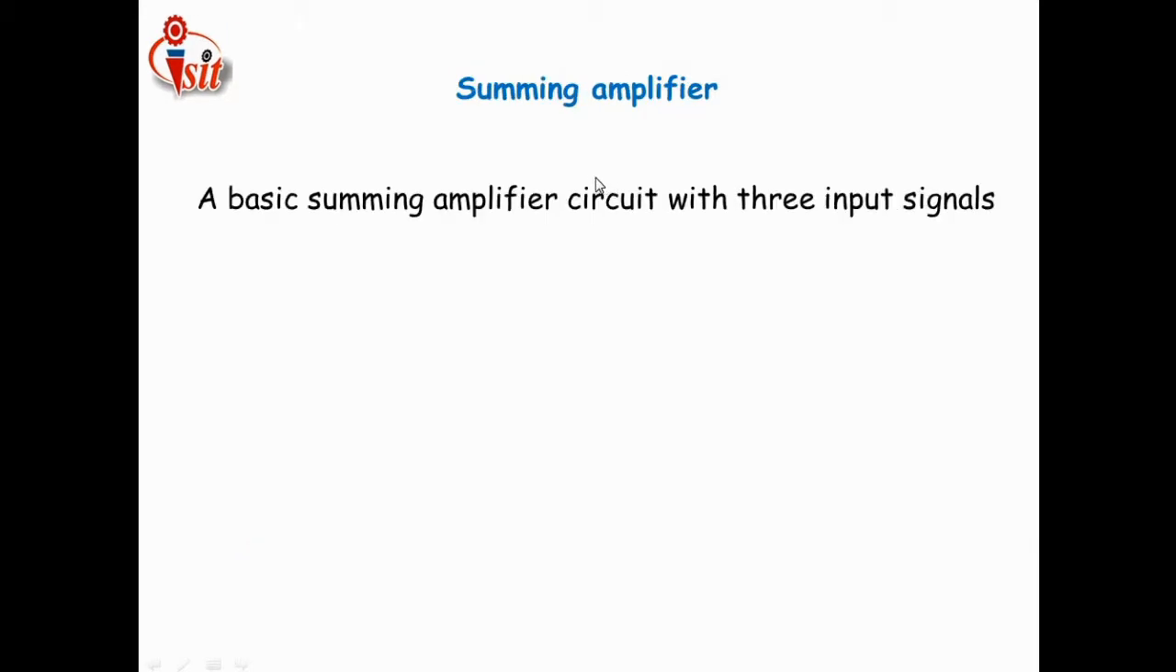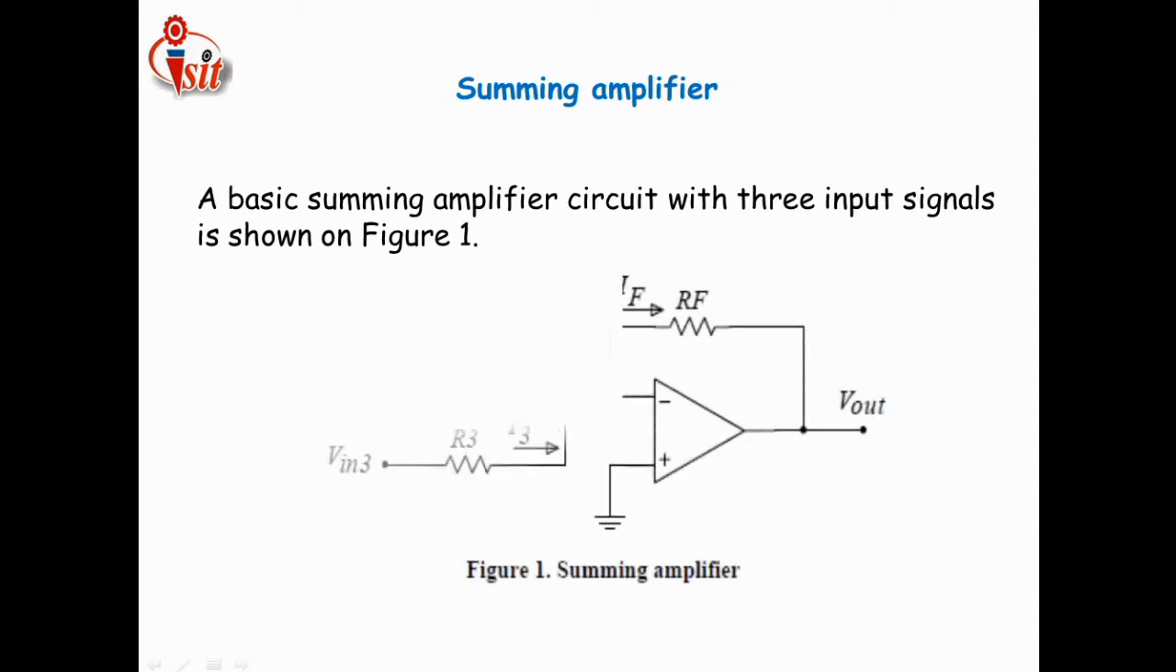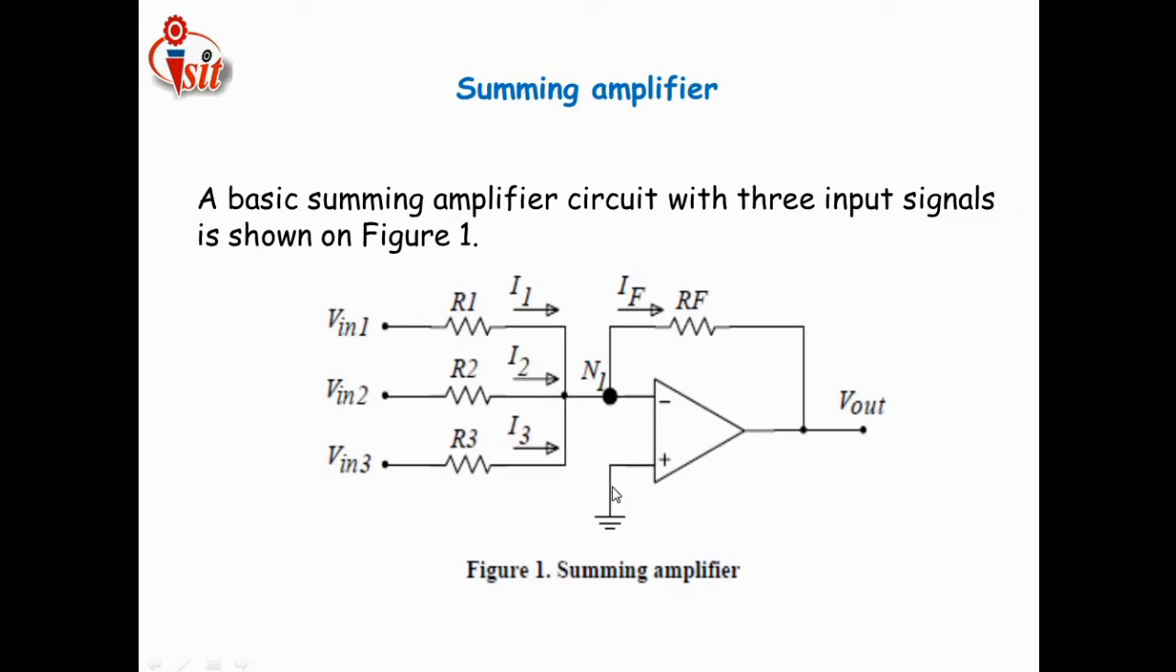Then the summing amplifier output. A basic summing amplifier circuit with 3 input signals is shown in the figure. Just see here, a basic summing amplifier with 3 inputs. A summing amplifier is used for the addition purpose. Whatever input voltages are given to a circuit related to an op amp, inverting as well as non-inverting, what is the function of that circuit? It introduces the addition of all these inputs.